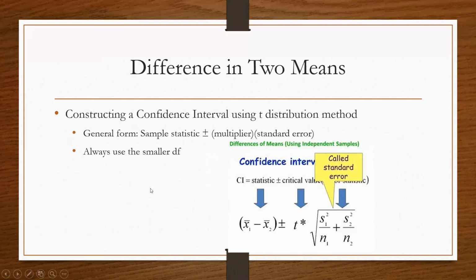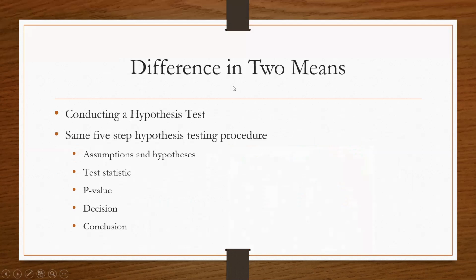And then when you're calculating degrees of freedom, you're always going to use the smaller sample size. So you're always going to use the smaller n. That's just what you use for the t star. So again, you have the 5-step test: assumptions, test statistic, p-value, decision, conclusion.